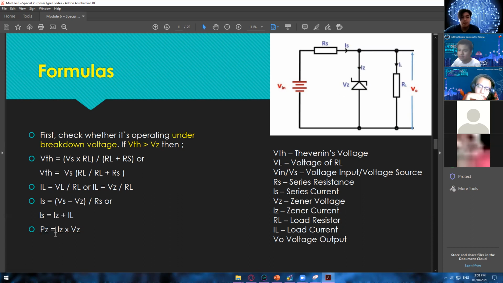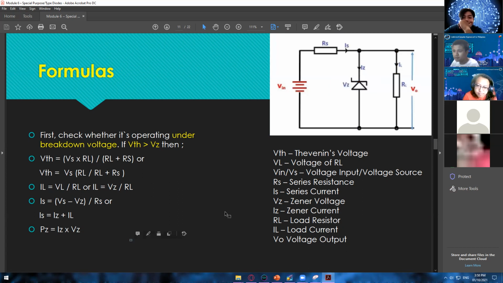And for the PZ, it's the idea of P is equal to I times V. So PZ is equal to IZ times VZ. So just get the current of this Zener diode and then the voltage of this Zener diode. Okay.